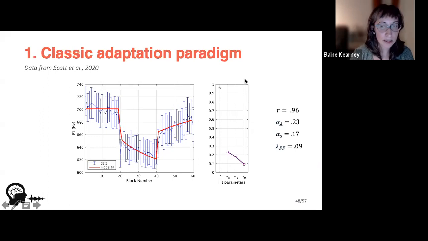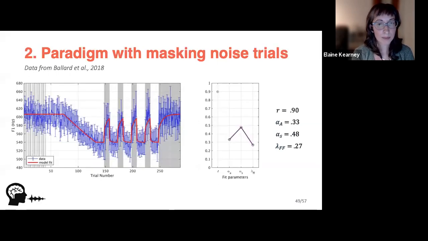So given that visually the model closely approximates the data, the very high correlation coefficient, and the unique parameter solutions that the model was able to arrive at, we would say that the model does provide an excellent fit to data from this classic adaptation paradigm.